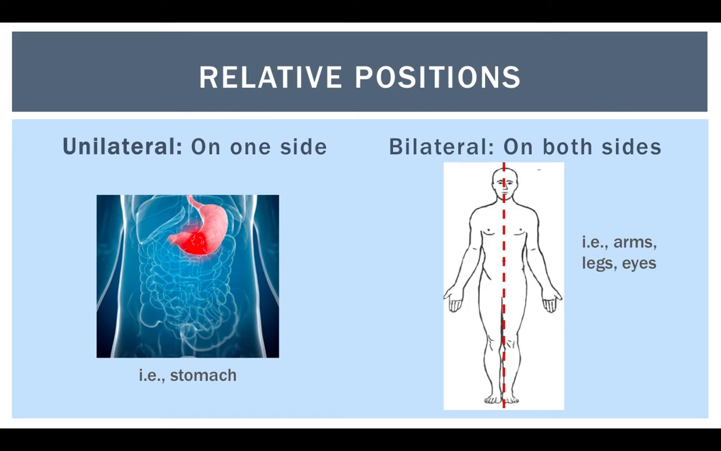Now, if someone had one arm amputated, they would be a unilateral amputee. If they had to have both legs amputated, they would be a bilateral amputee, on both sides or on one side.